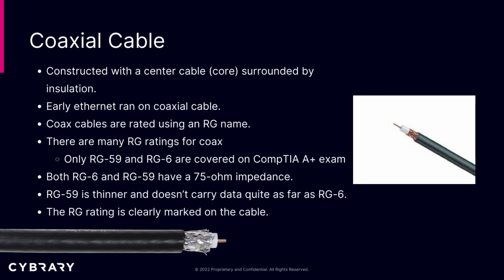Coaxial cable. Again, coaxial cable is a totally different construction of cabling. However, it does fall within the Ethernet family. Now, coax is a little bit different because it's constructed with a center cable or core surrounded by insulation. Early Ethernet ran on actual coax cable. There are many RG ratings for the coax, but for the CompTIA, we're concerned about the RG59 and the RG6. Both RG6 and RG59 have a 75 ohm impedance. RG59 is thinner and doesn't carry data quite as far as RG6. The RG6 rating is clearly marked on the cables.